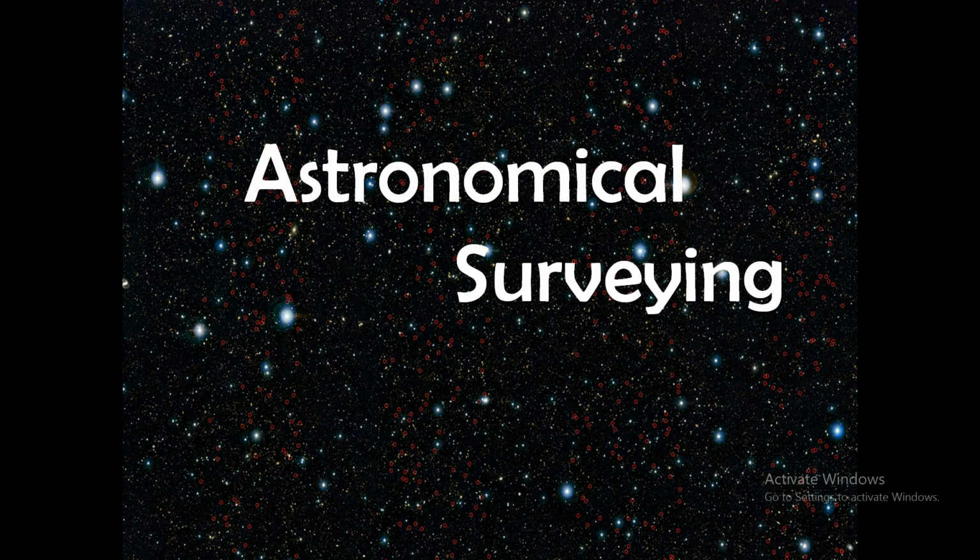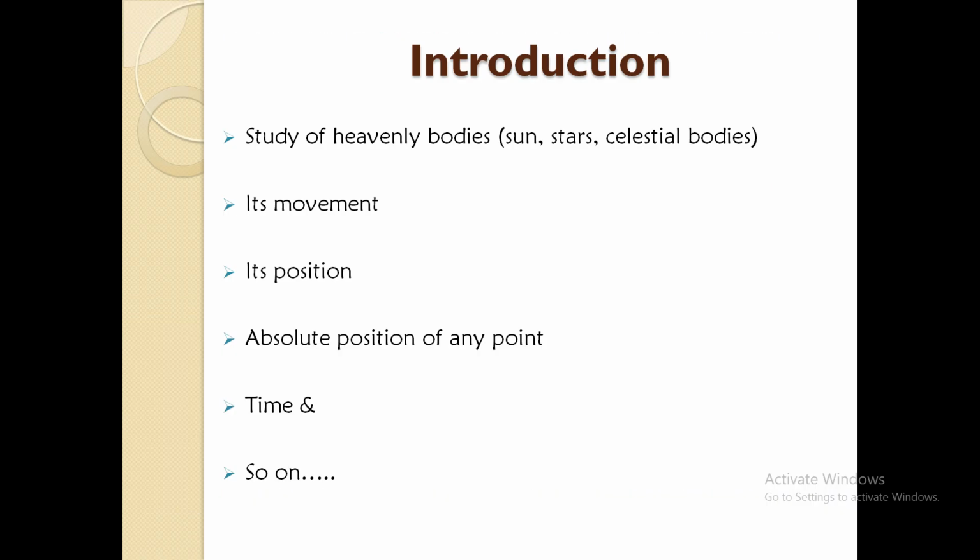So let's see what is astronomical survey. Astronomical survey is the study of heavenly bodies like sun, moon, stars, celestial bodies, etc. Its movement, its position, its absolute position, or the position of any point on the surface of the earth, the time, and so on.